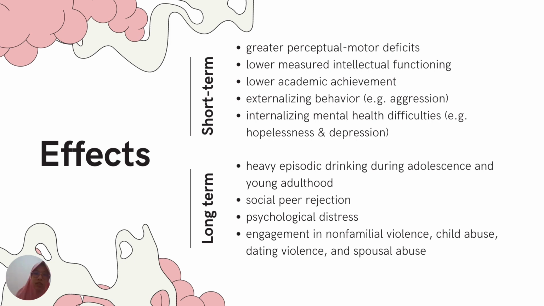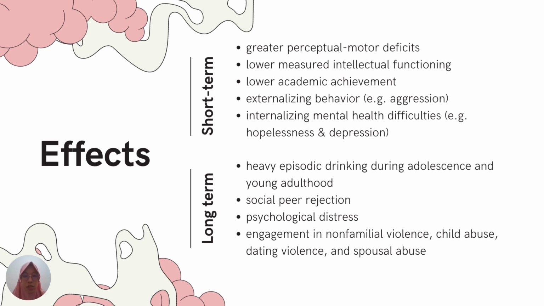Several research studies have also found behaviors that can be predicted from victims of physical abuse. One study found that physical abuse is related to heavy episodic drinking during adolescence and young adulthood. Another found that victims of physical abuse are predicted to experience social peer rejection, psychological distress, and engagement in non-familial violence, child abuse, dating violence, and spousal abuse.